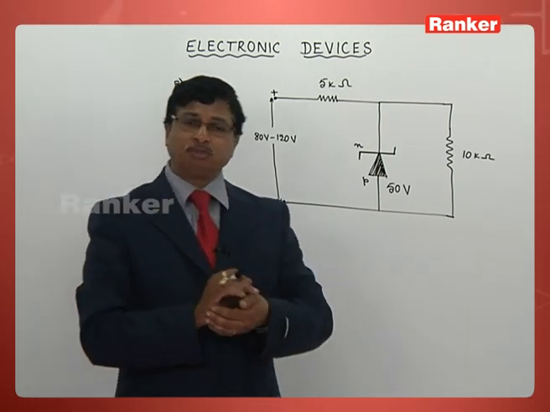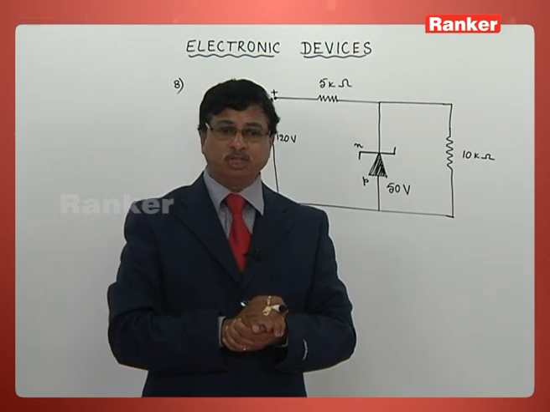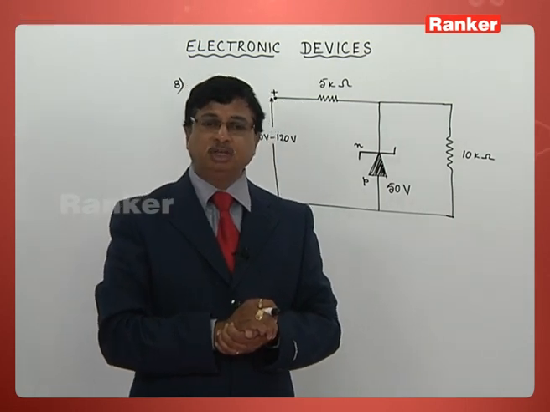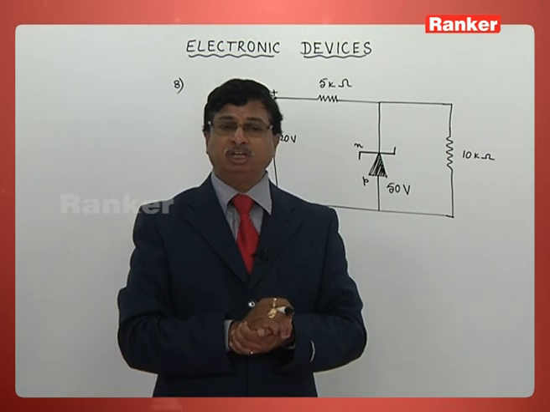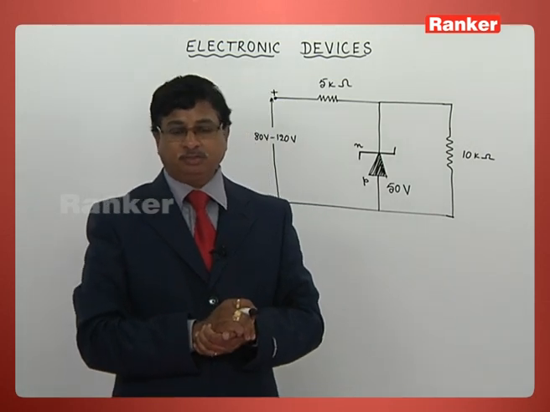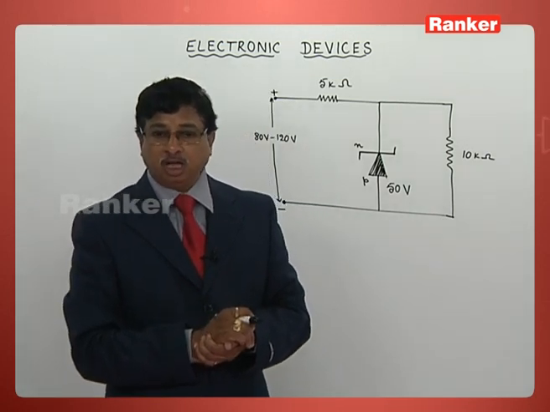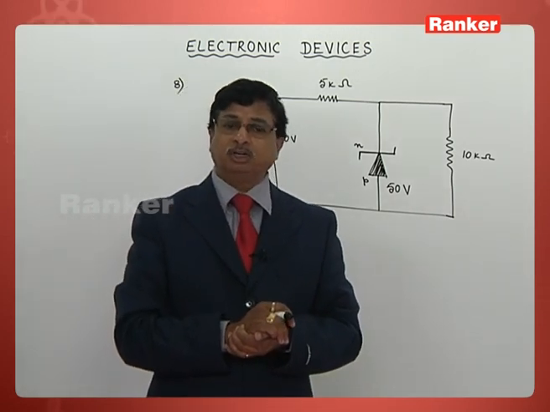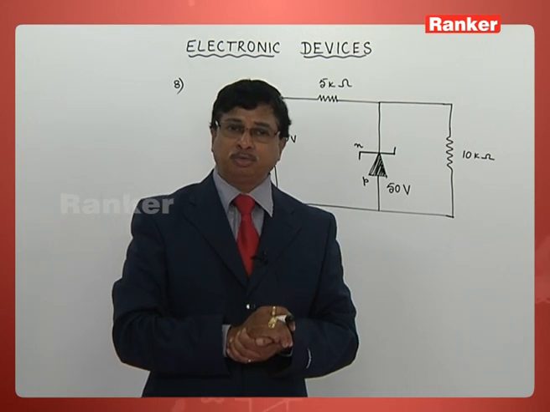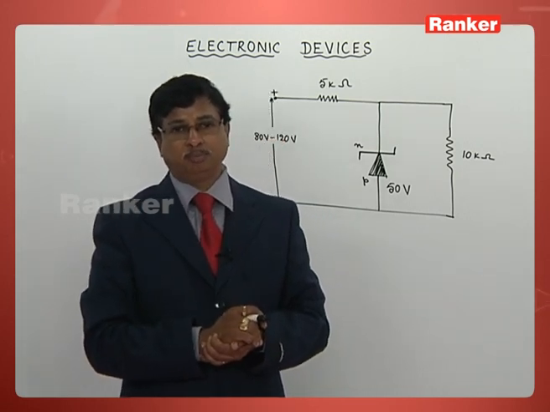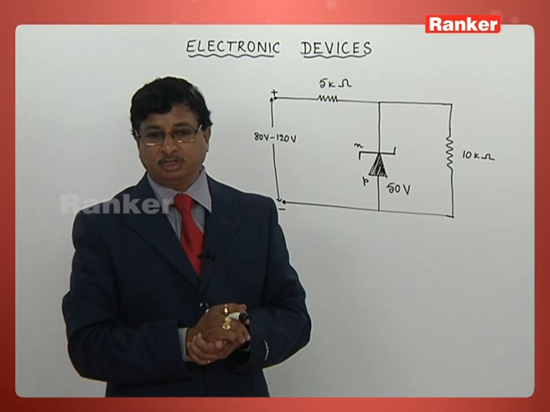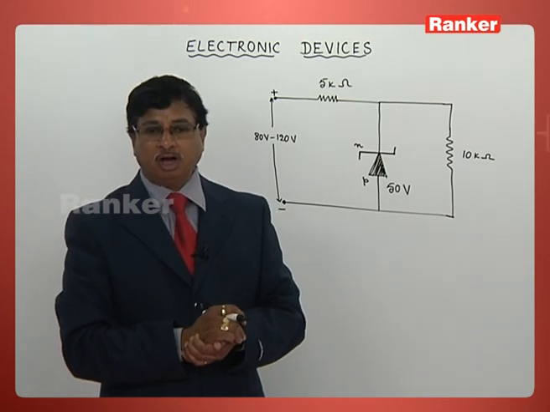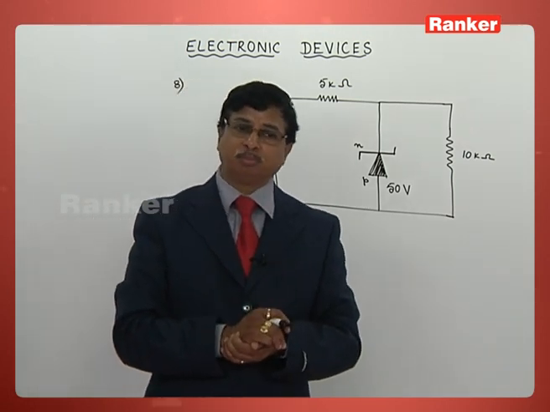So what are the options mentioned? Let us see them first. First option says 6 milliampere and 5 milliampere. Second option is 14 milliampere and 5 milliampere. Third option is 9 milliampere and 1 milliampere. And fourth option is 3 milliampere and 2 milliampere respectively.